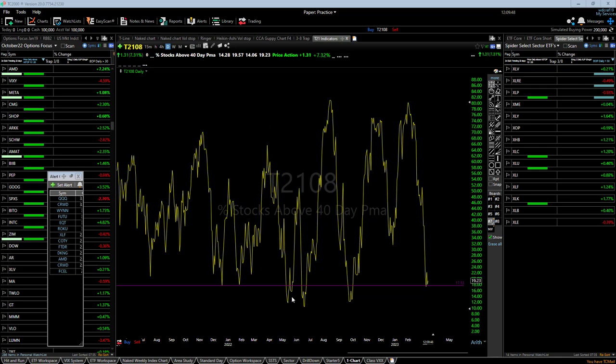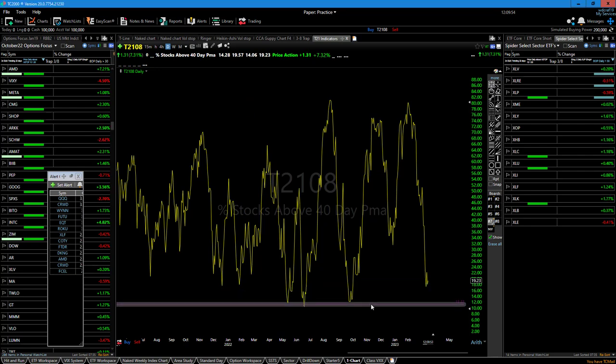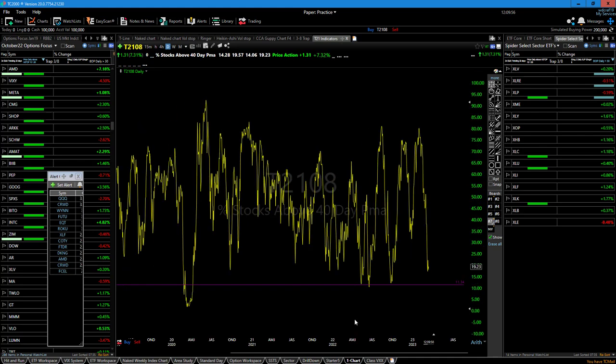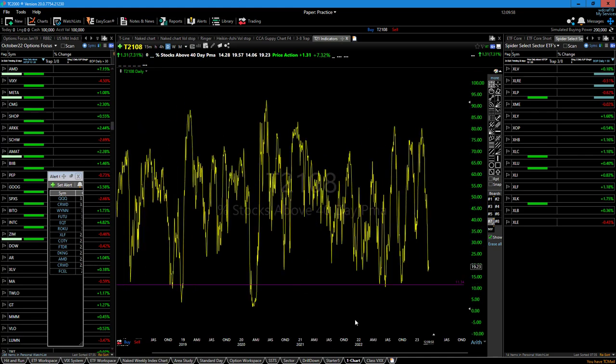Now, certainly, if we hear more bank failures, that contagion spreads. We look down here and we can see, hey, can we go lower? Yeah, we sure can.